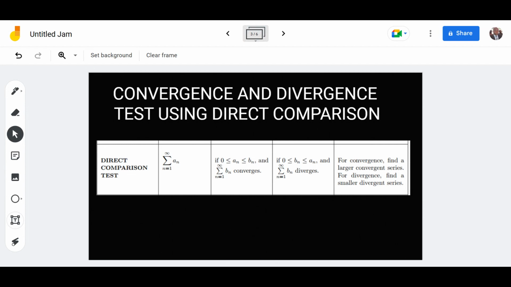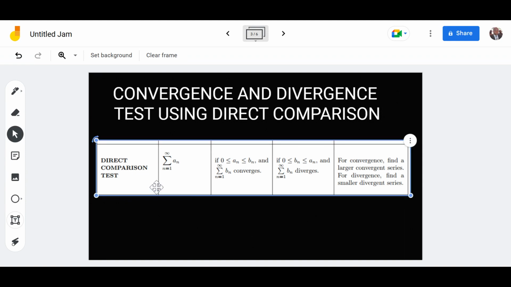Now, with the direct comparison, when the series is given, you compare it to a known series. Normally we compare it to the geometric series or the P series. We normally compare it to a G series or a P series.